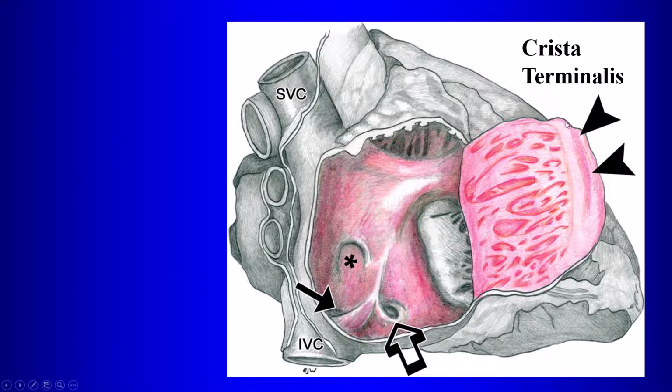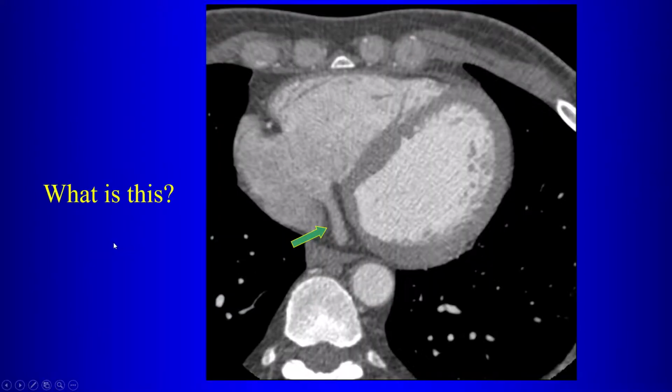So here you can see that ridge that extends from the line connecting the superior vena cava to the inferior vena cava, and that separates the smooth-walled portion of the right atrium from the more trabeculated portion of the right atrium. The asterisk here is marking the foramen ovale.